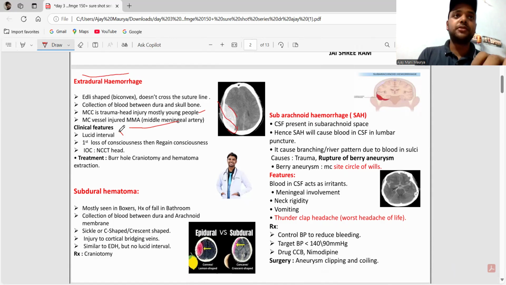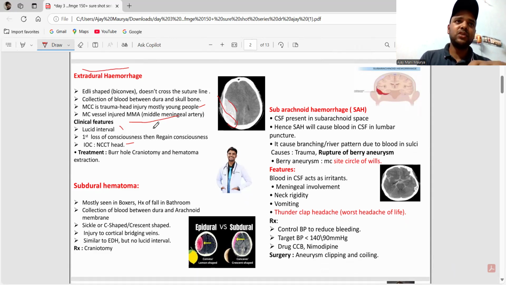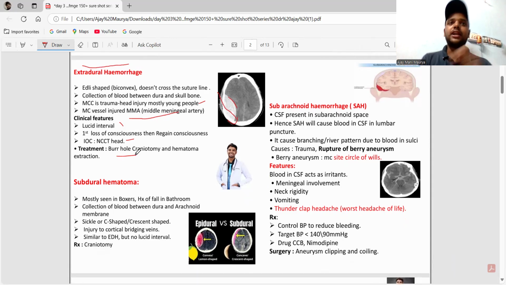What is the investigation of choice? It is the NCCT head. Treatment is burr hole craniotomy and hematoma evacuation.